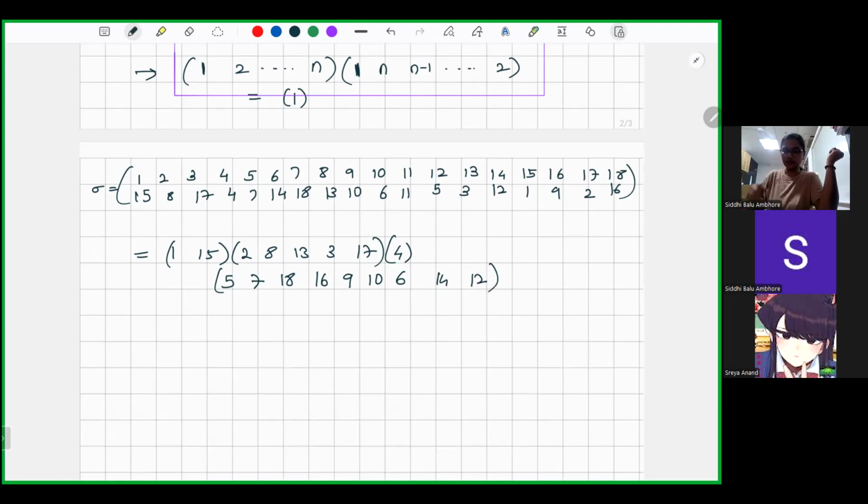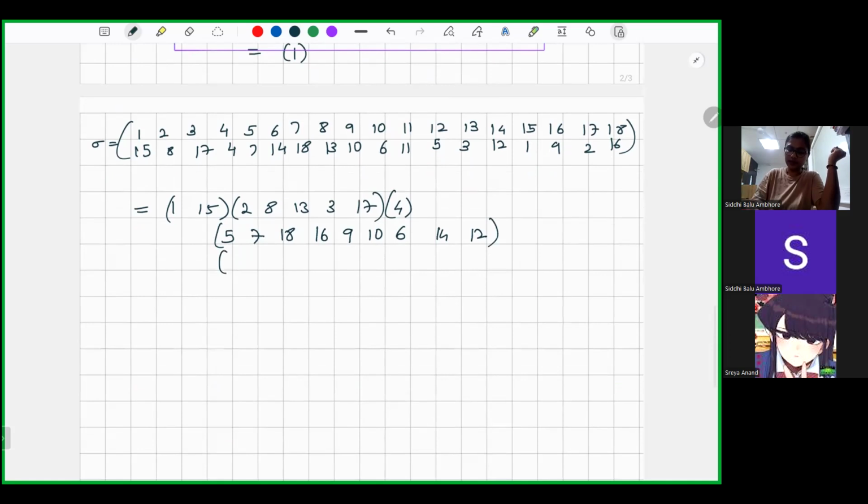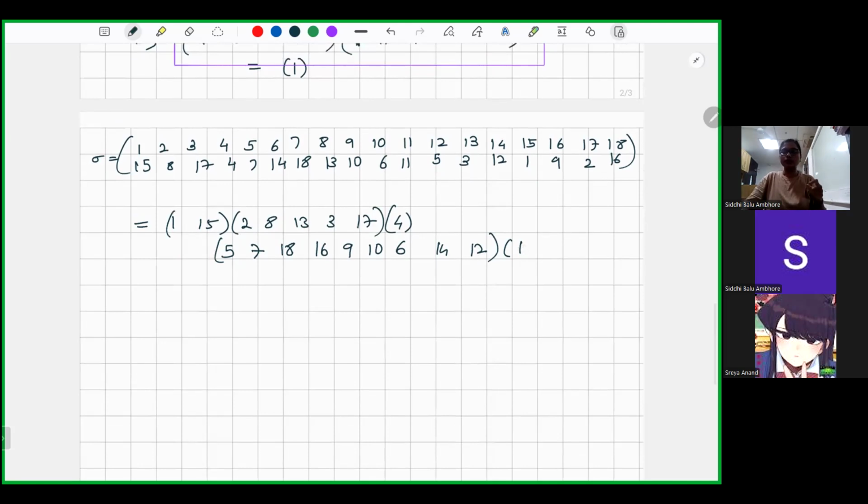So now this is the next cycle. And now 10 is there. So 11, and 12 is taken care of. 13 is here. And I think we are done, right? Or anything left? 1, 2, 3, 4, 5, 6, 7, 8, 9, 10, 11, 12, 13, 14, 15, 16, 17, 18. Yeah, we are done. Okay, so this is the cycle decomposition.